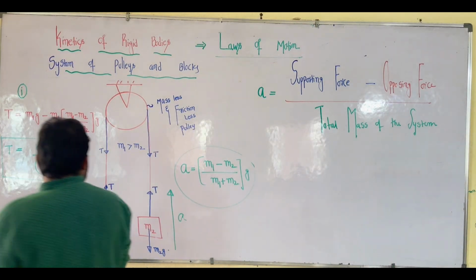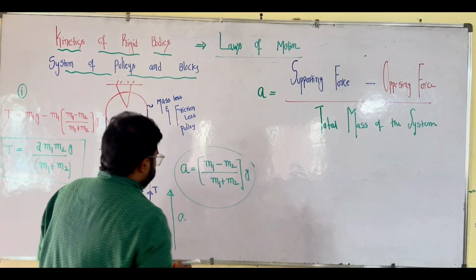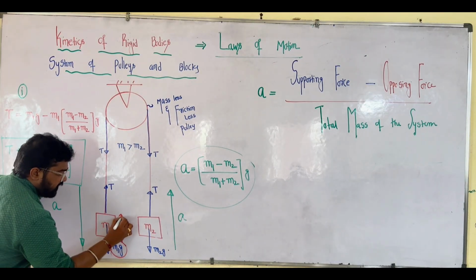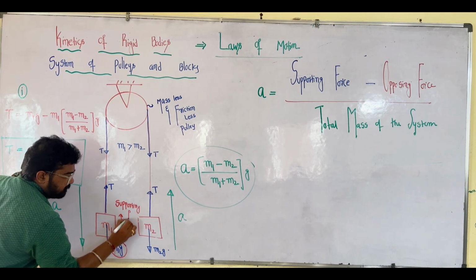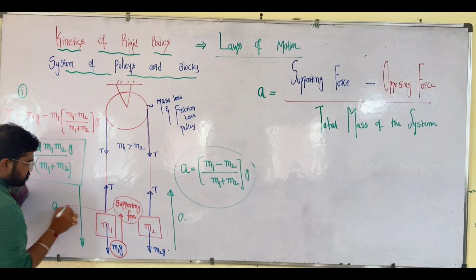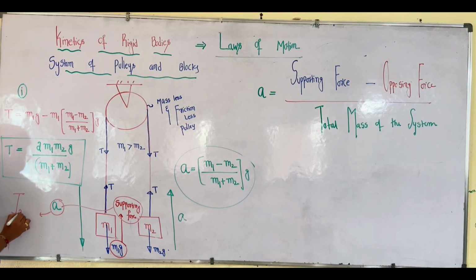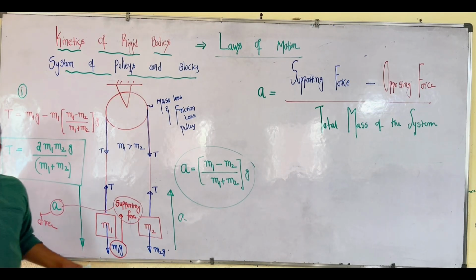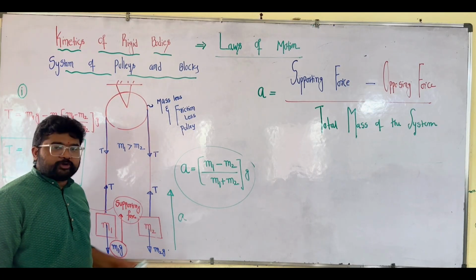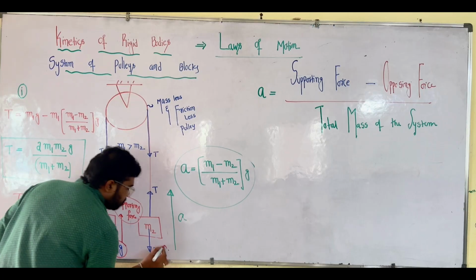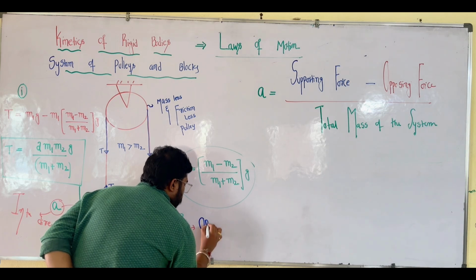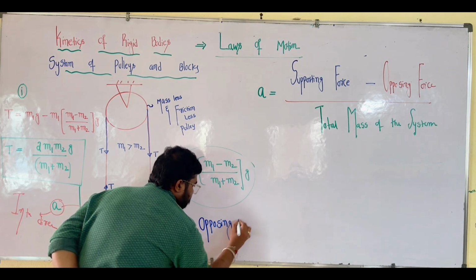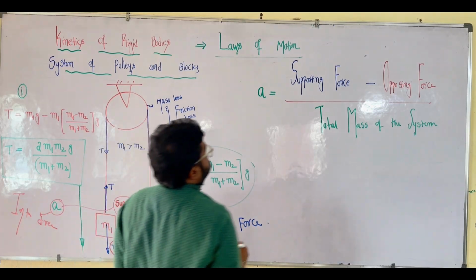Supporting force is the force in the direction of acceleration. This is the supporting force. Why? Because this force is acting in the direction of acceleration, and this force is acting opposite to the direction of acceleration. That is why M2G is nothing but the opposing force.